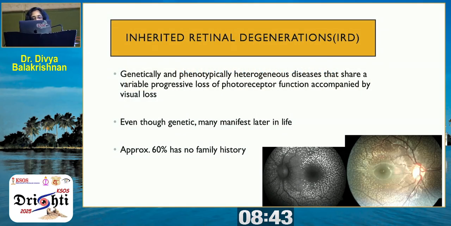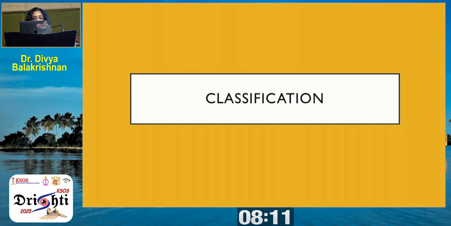As we all know, when you think of inherited retinal degenerations or dystrophies, genetically and phenotypically it is a heterogeneous group that shares a variable progressive loss of photoreceptor function, which eventually leads to vision loss. So even though it is inherited, it may not be present right from birth, it can manifest later. And the other aspect is that not everybody will have a family history. Only 60% of them might have a family history.